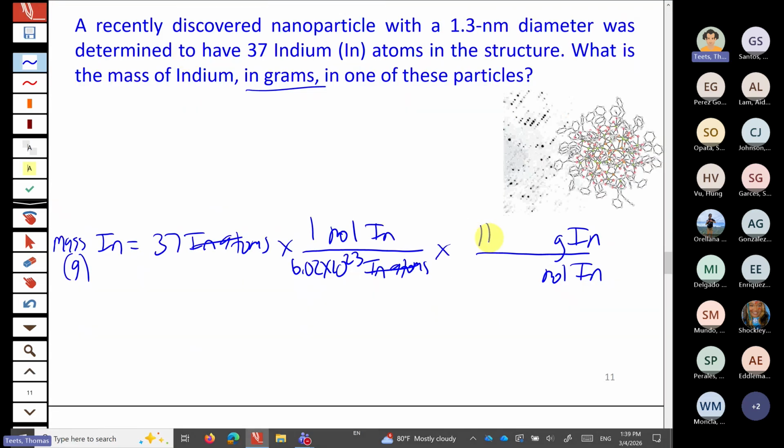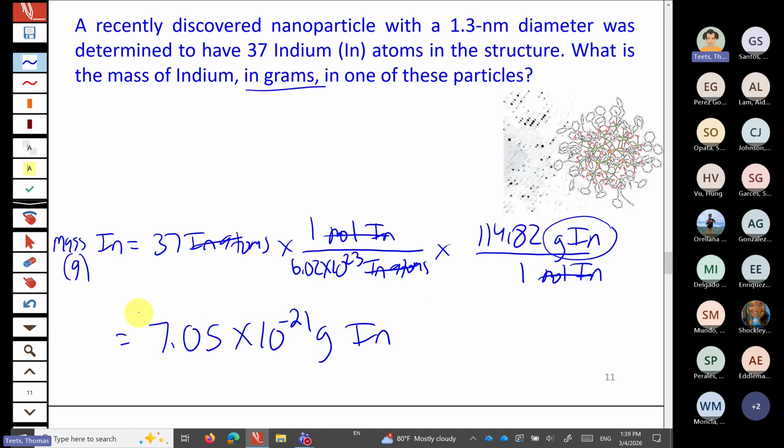So we have 114.82 grams of indium and 1 mole of indium. So moles cancels out. And now we're in the unit that we want, which is grams. So we stop there. And we multiply this and divide, and we get 7.05 times 10 to the minus 21st grams. So a very small number because we're only talking about 37 indium atoms, which is a rather small collection. So a very small number that we get as a result.